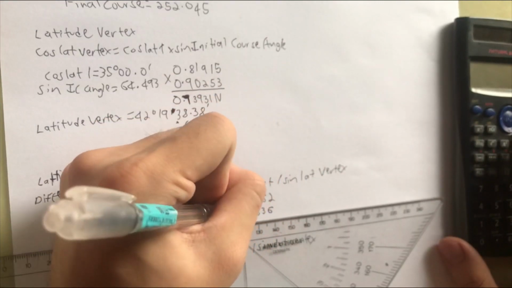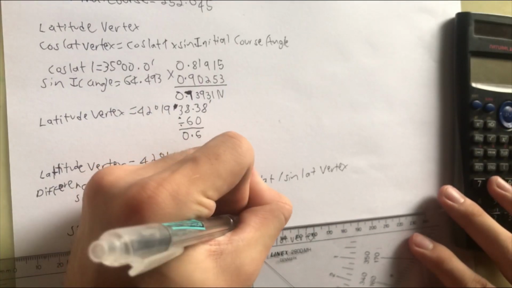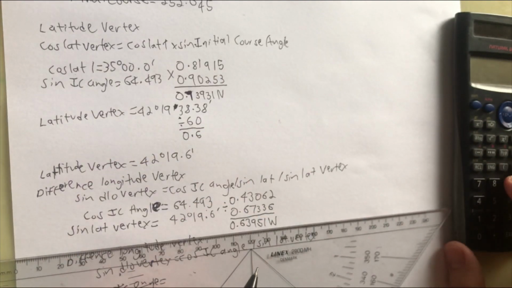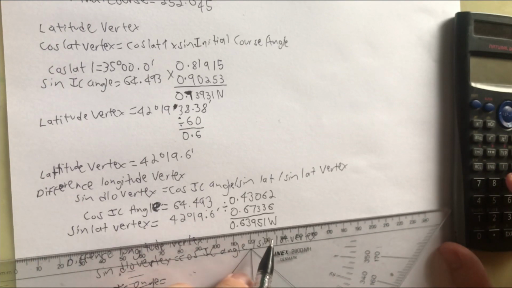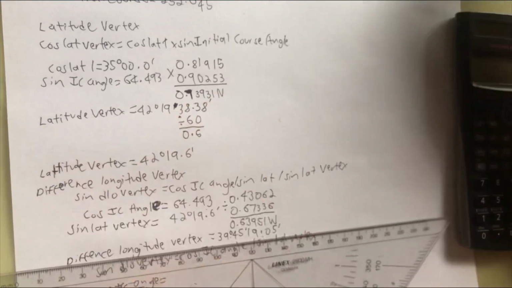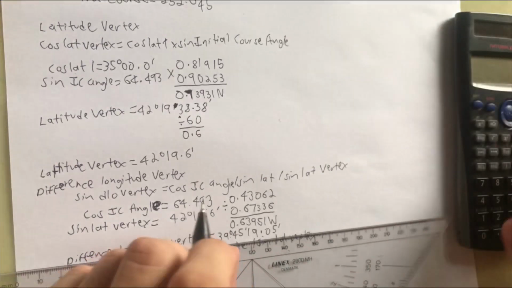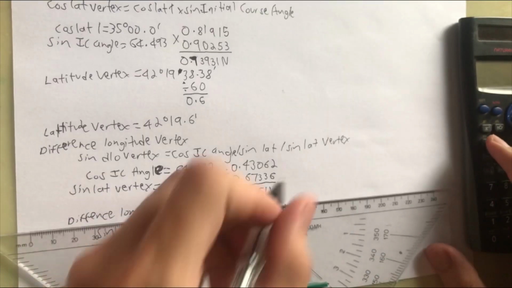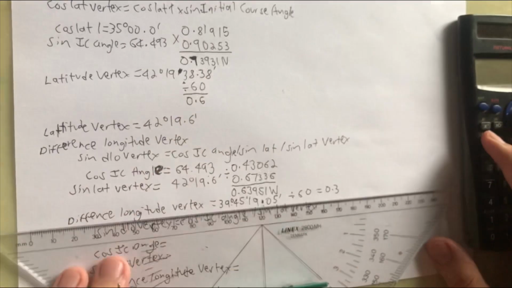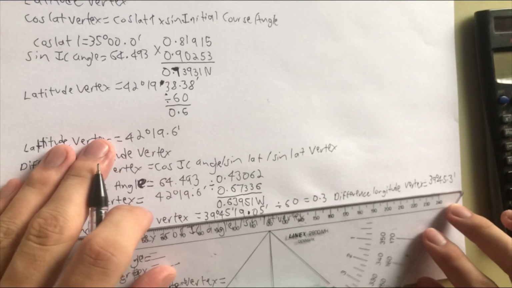0.43062. The next is sin lat vertex is equals to 42 degrees 19.6 minutes. If we compute in the calculator, the answer is 0.67336. The next is we will divide 0.43062 divided by 0.67336, and the answer is 0.63951 west. The next is we will compute in the calculator. We will put shift, sin, answer, and equals, so our difference longitude vertex is equal to 39 degrees 45 and 19.05 minutes. And next we will divide 19.05 minutes by 60 is equals to 0.3, and our difference longitude vertex is equals to 39 degrees 45.3 minutes.